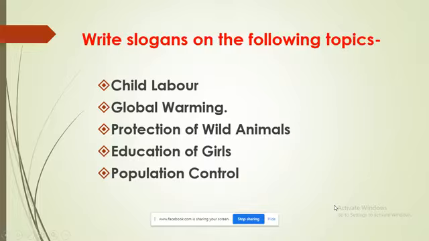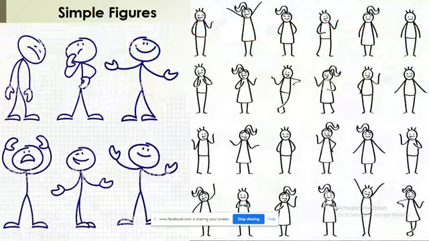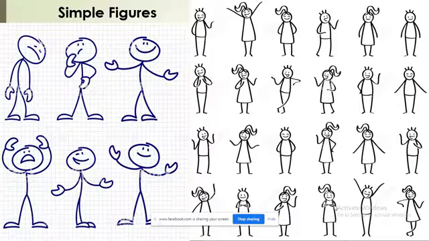Okay, so let's move ahead. We were talking about simple figures. Dear children, remember the time you have to utilize for poster writing. So that is maximum from 4 to 7 minutes, 5 to 7 minutes. Okay, not more than that.